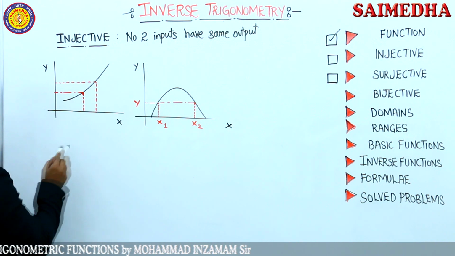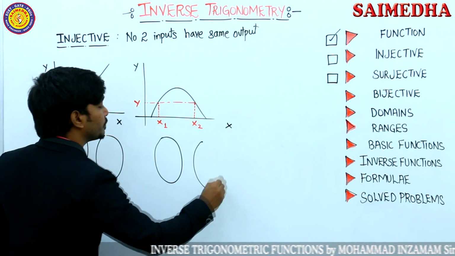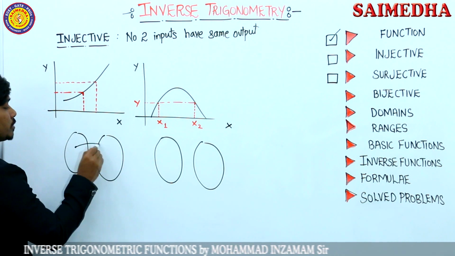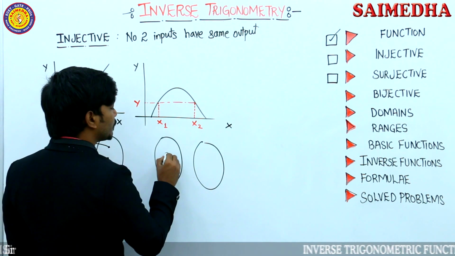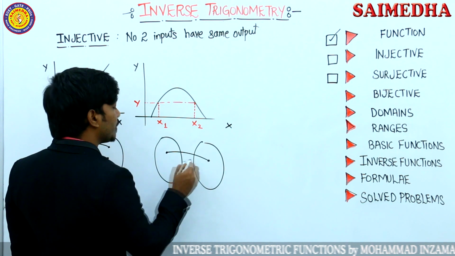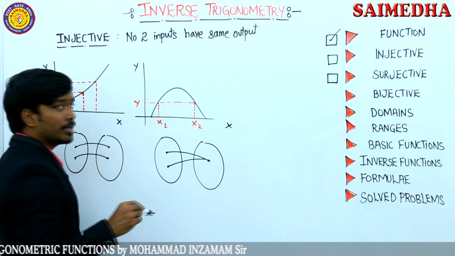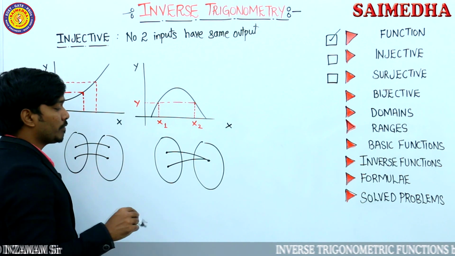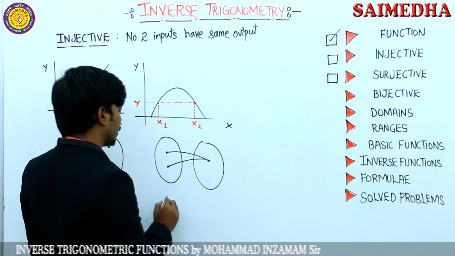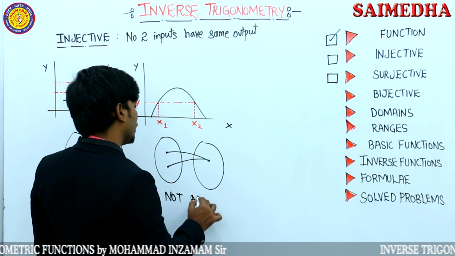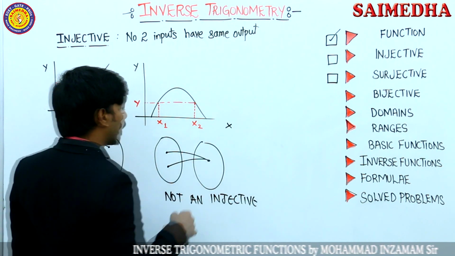Let me write it here by means of the Venn diagram. Observe, guys, over the Venn diagram also you can understand it very clearly. If I put one input, there is one output only. Over this diagram, observe, x1 is going to give you one value. X2 is also giving you the same value. This is many to one. This function exists, but it is not an injective function, because two inputs are having the same value.